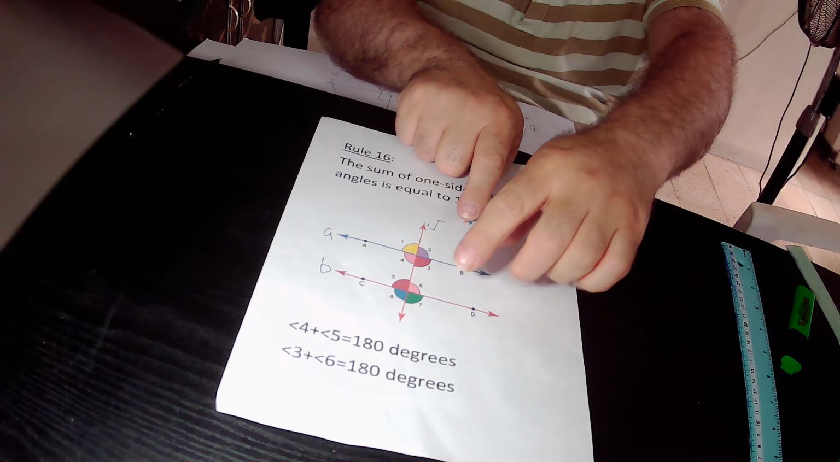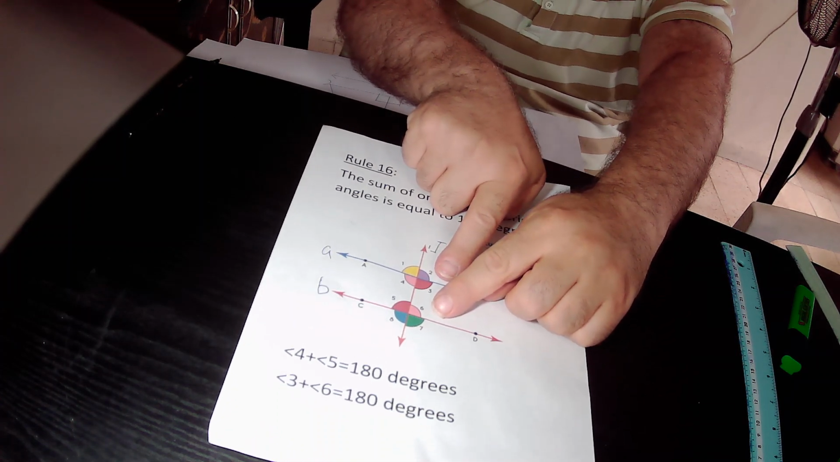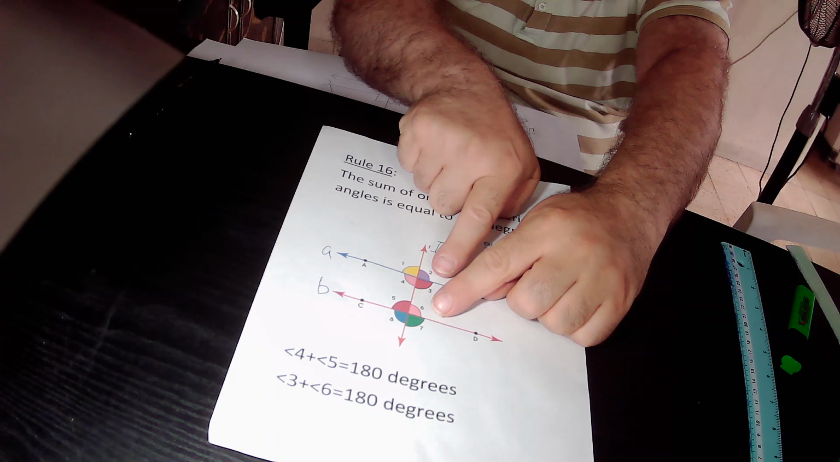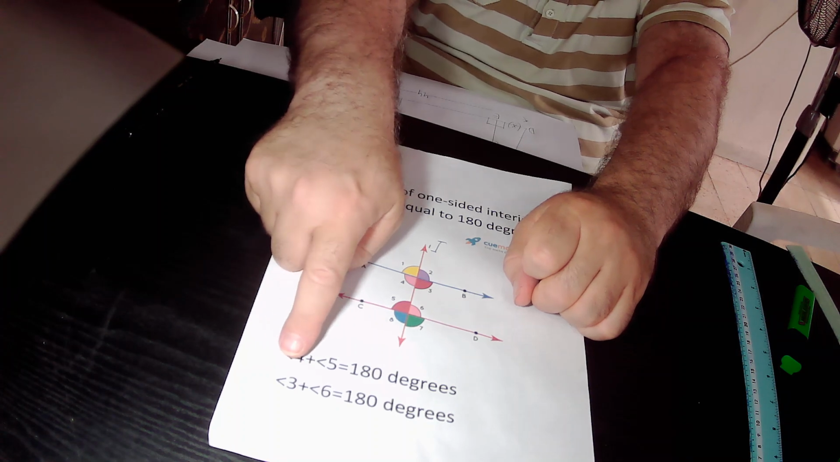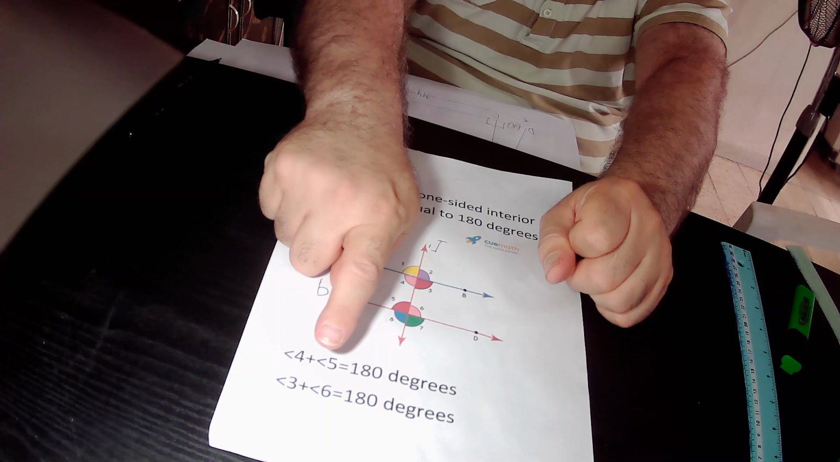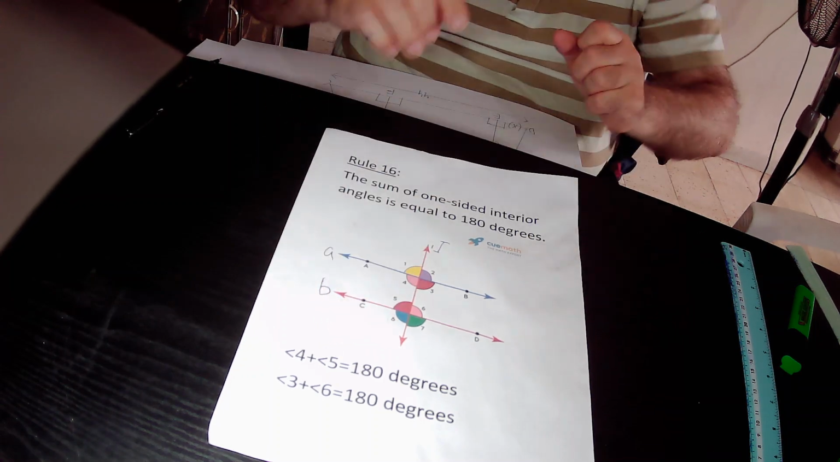Likewise, those two angles, angle 3 and angle 6, are both defined as one-sided interior angles, and therefore according to Rule 16, the sum of those two angles is equal to 180 degrees. Here, angle 3 plus angle 6 is equal to 180 degrees, according to Rule 16.